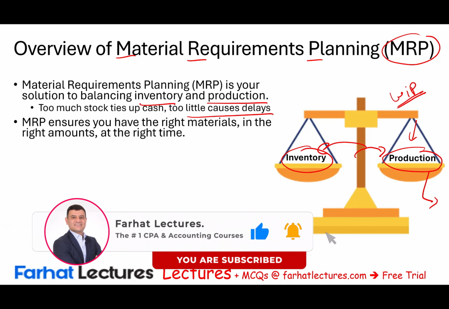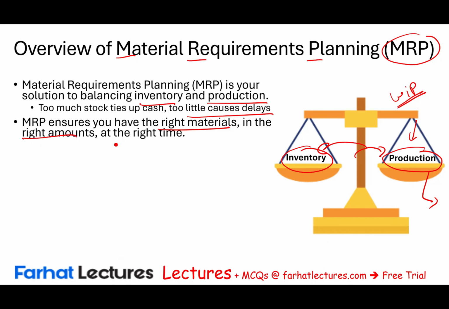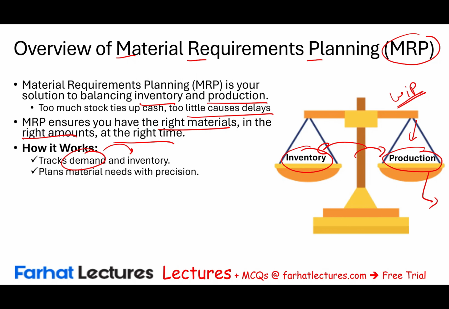So the MRP ensures that you have the right materials and the right amount at the right time. This is the purpose of the MRP. So how it works, it's going to track demand and inventory. It's going to tell you what you need and how much inventory you have. It's going to plan material needs with precision. The key here is you are going to need a specific number of units, and therefore you need this much raw material. It's going to plan this with precision. It's going to align the production schedule to avoid waste and downtime. It's going to plan your production so you will minimize waste and downtime.